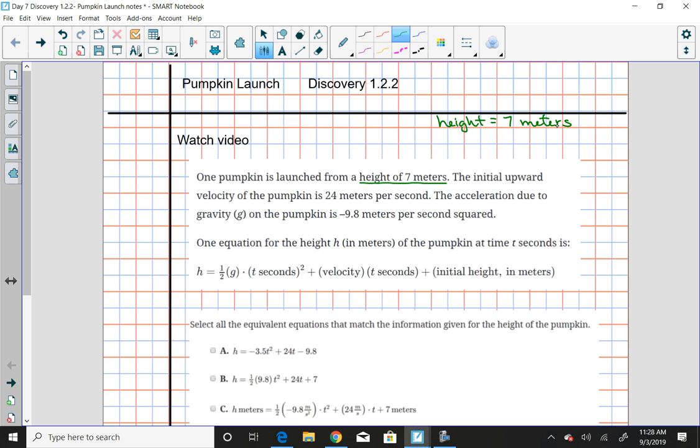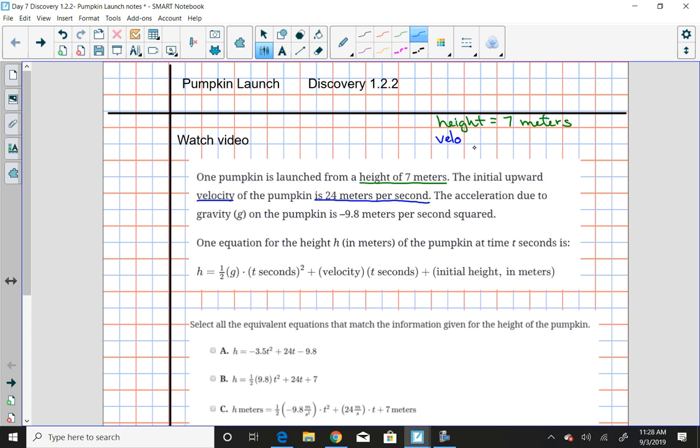So think of it as roughly leaving our device, our trebuchet, our catapult, our air cannon, whatever, at the height of the roof of this middle school building. And it has an initial upward velocity. So it's leaving our device, the velocity is 24 meters per second. So let's write that one down.